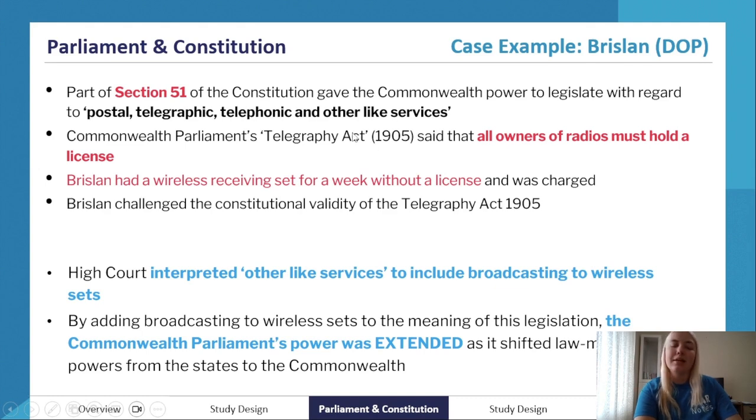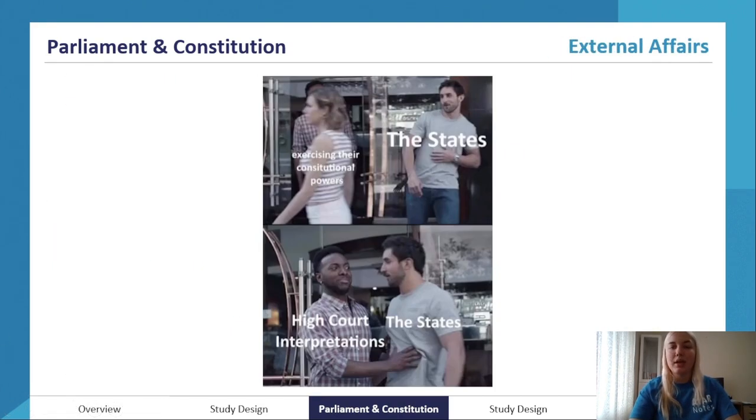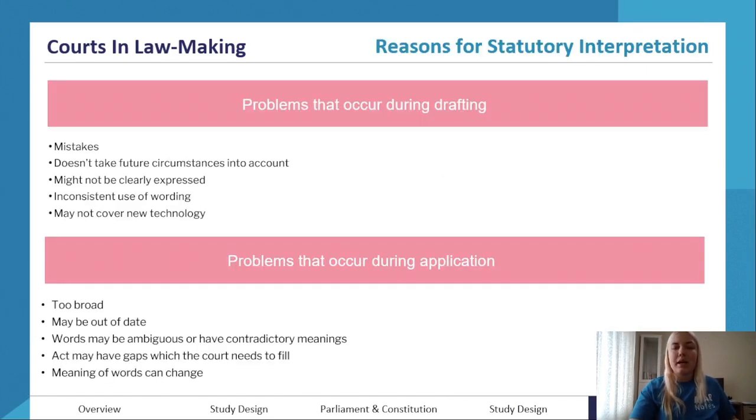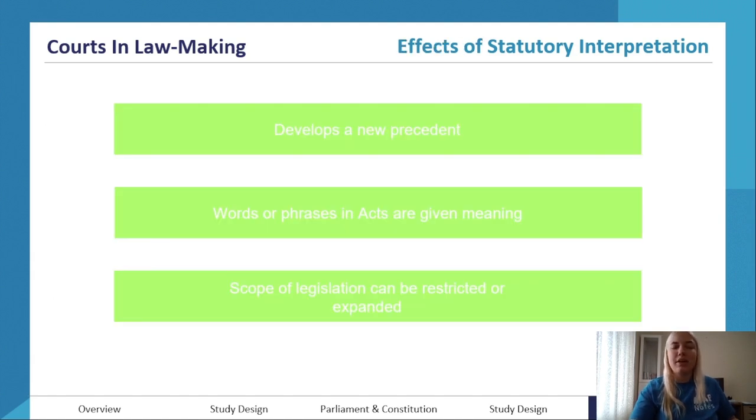Okay? But similarly, the scope of the legislation could have been narrowed if the High Court had interpreted that other like services may only refer to specifically services that are postal, telegraphic, or telephonic that are in some way very, very, very similar to the services already existing when this legislation was drafted. In that case, Brislin would have won this case, okay, and would have not been charged with an offense. So that's exactly what that's referring to. So those three are usually very, very easy for students to grasp and remember, as well as the reasons for statutory interpretation. So these are very easy marks on the exam and any SAC questions and very easy to explain.